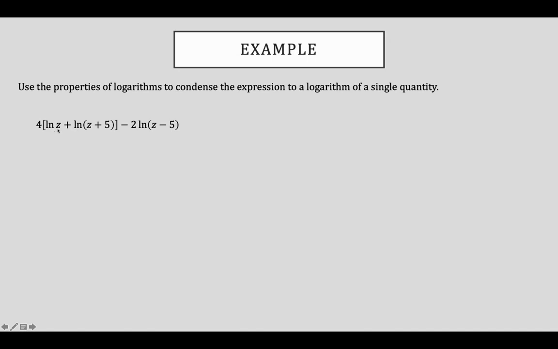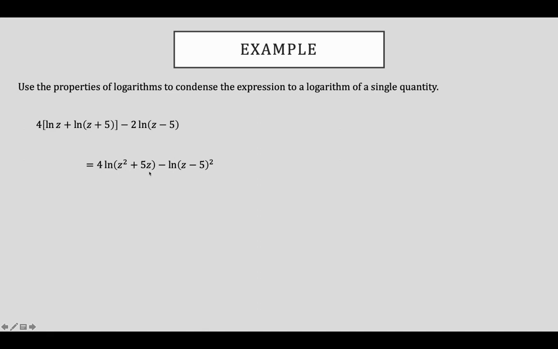That means we can use the product property to condense that into a single logarithm. Also, with this logarithm here on the right, this natural log, we have a constant multiple in front of the log. We can use the power property and bring that constant multiple up as an exponent. This gives us 4 times the natural log of z squared plus 5z. Notice that's what I get when I multiply z times z plus 5.